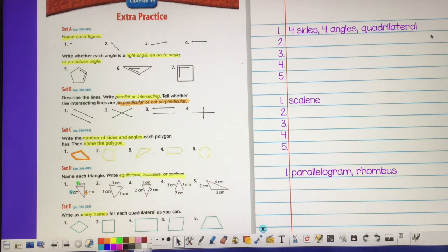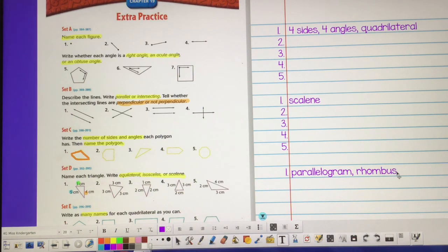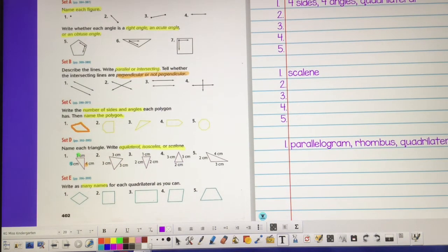The only other one I could technically put, if I wanted to, it says name the polygon, right? And I know it's a 4-sided figure, so I could put that a 4-sided figure is called a quadrilateral. Okay, so for number 1, there's actually 3 names for that polygon.